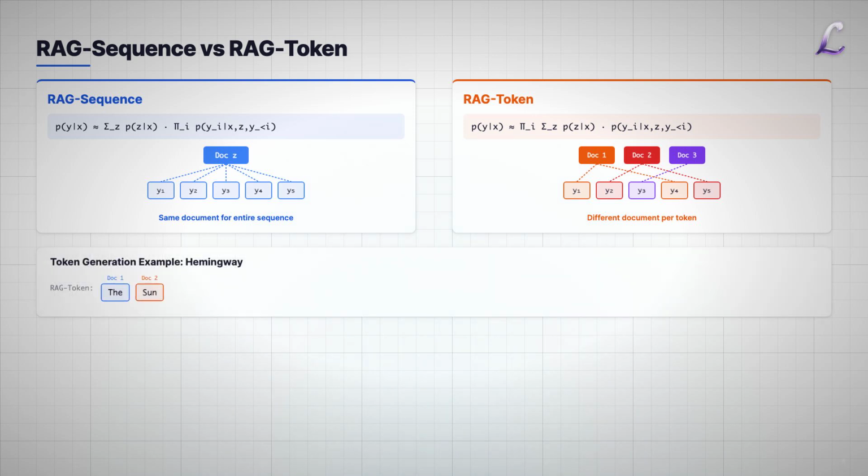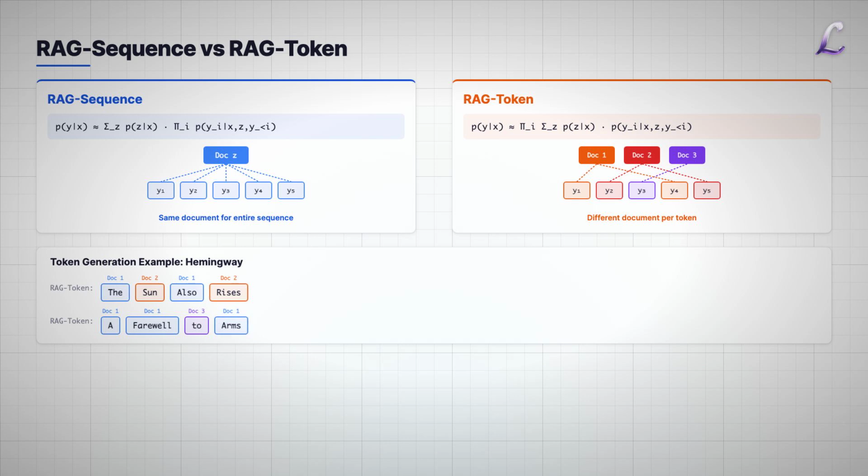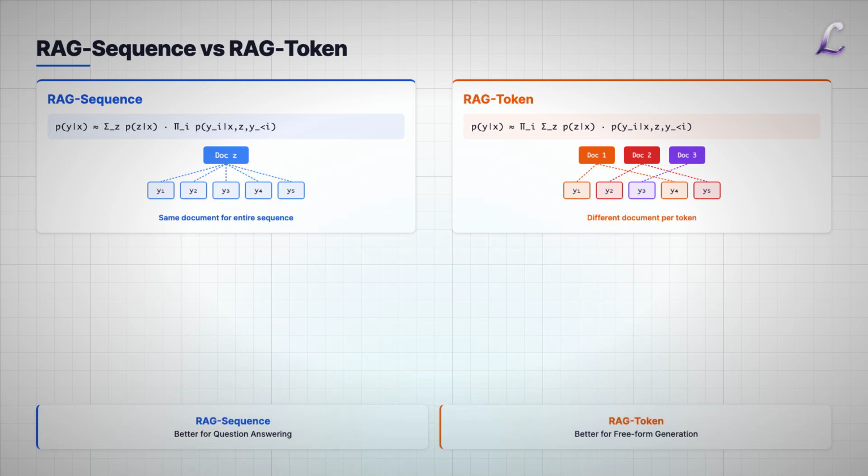RAG-Token, by contrast, allows the model to draw on different documents for different tokens. Here, you marginalize at each token position independently. The probability of the full sequence is the product over tokens, where each token's probability is the sum over documents of the retrieval probability times the generation probability. This is more flexible, allowing the model to synthesize information from multiple documents within a single generated sequence, which proves especially powerful for tasks like Jeopardy question generation.